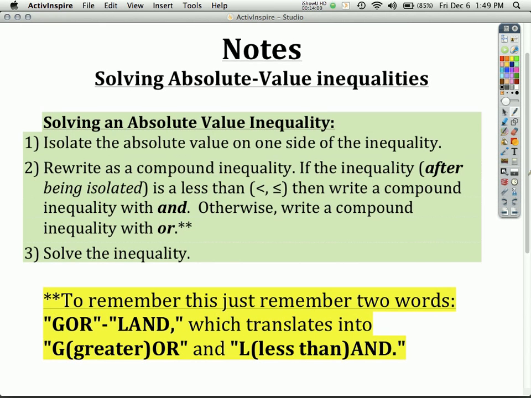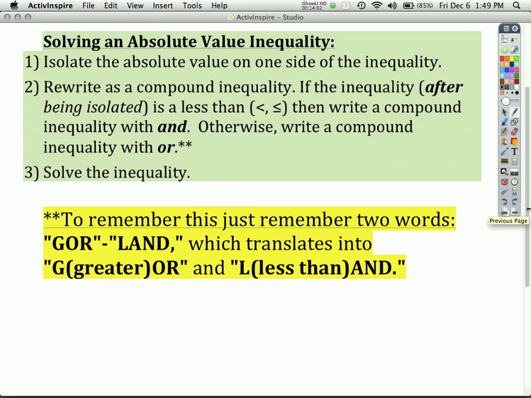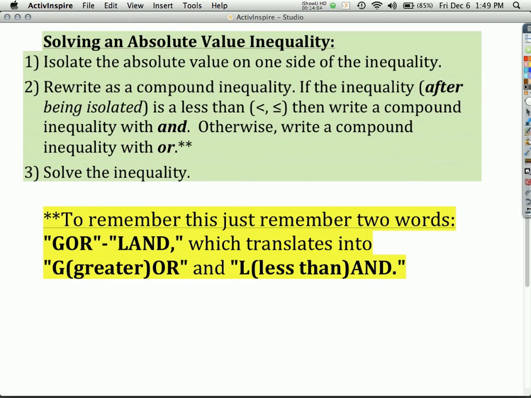Here it is. To remember which compound inequality to turn it into, you're going to use these silly words, gore, land. You can think of it as one word or a hyphenated word or two words. It doesn't really matter. Here's what it means. Gore. The G stands for greater or greater than. A greater than turns into an or. Land. The L stands for less than, and a less than symbol turns into an and.